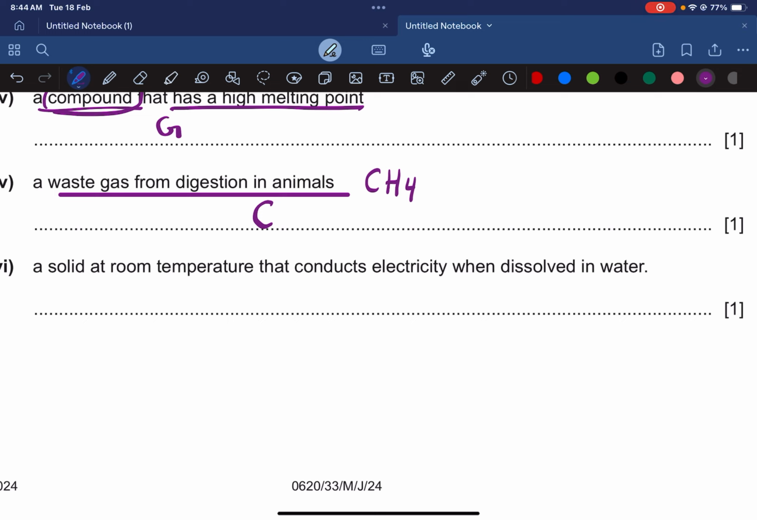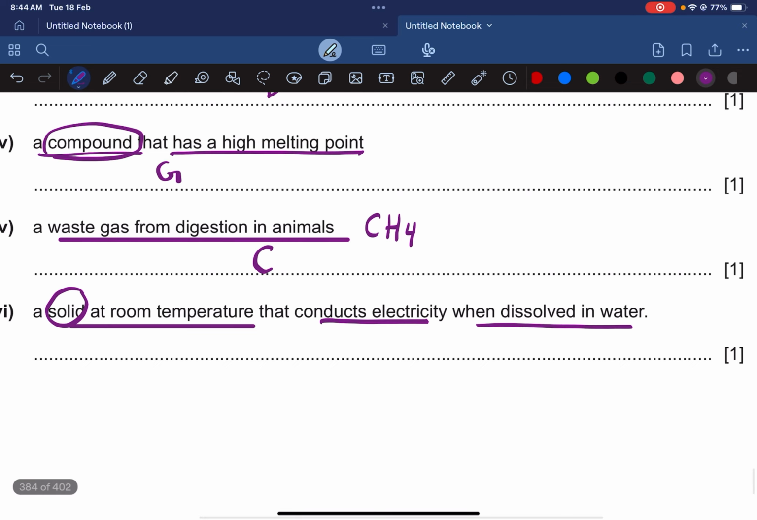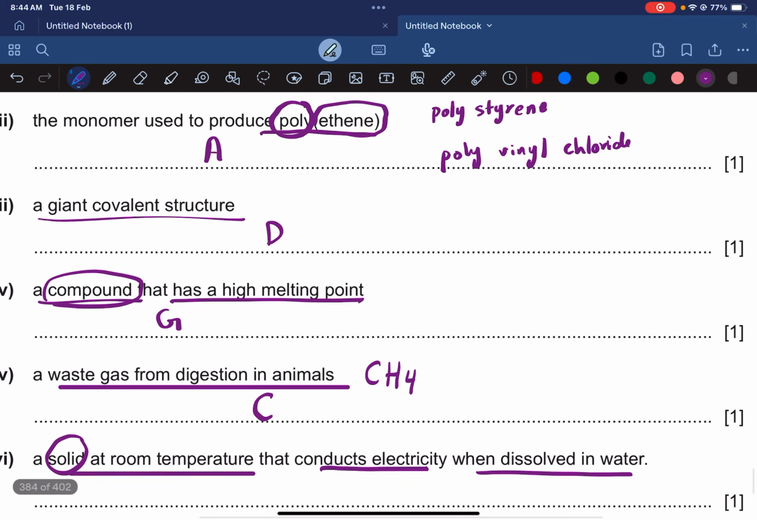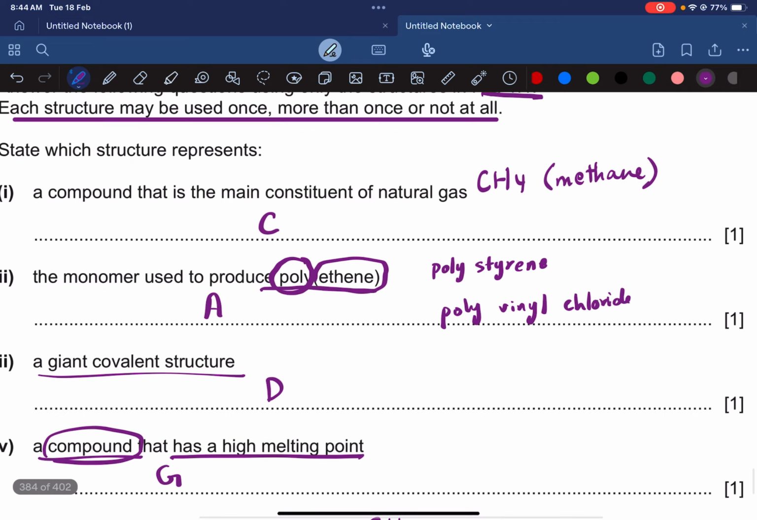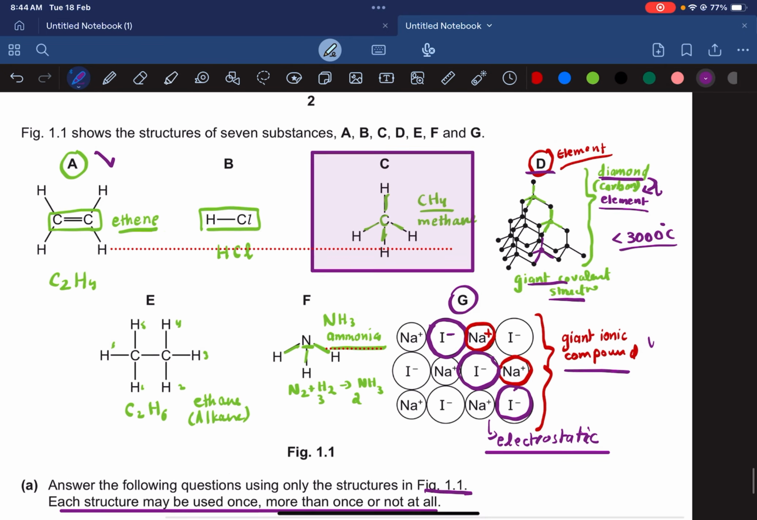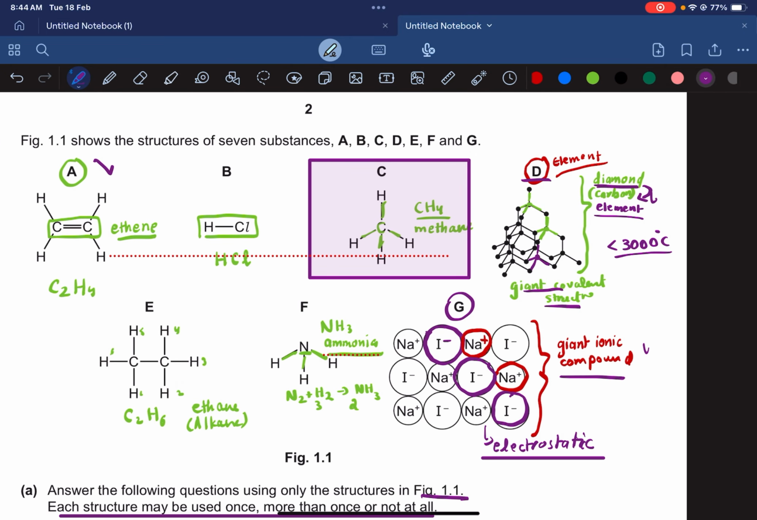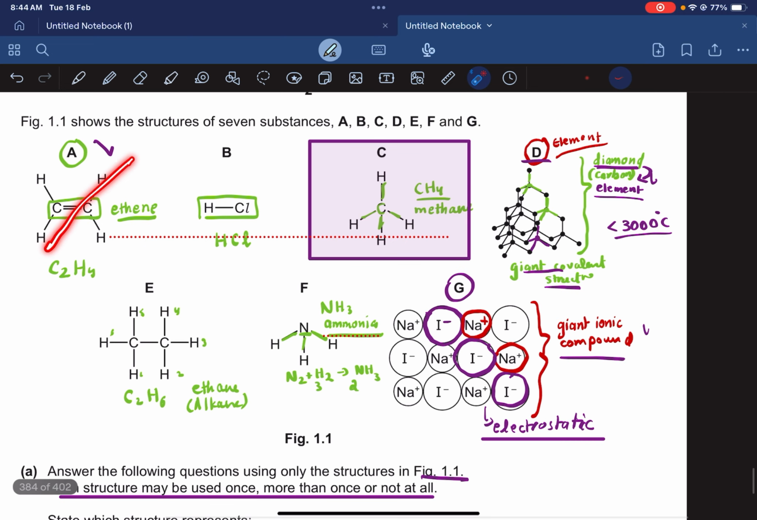Next: a solid at room temperature that conducts electricity when dissolved in water. Okay, it is a solid at room temperature. Let's first figure out all the solids we have at room temperature. But it will only conduct electricity when dissolved in water. It will not conduct electricity in the solid state. Firstly, ethene will not conduct electricity at all. It's a simple structure, and simple structures are bad conductors.